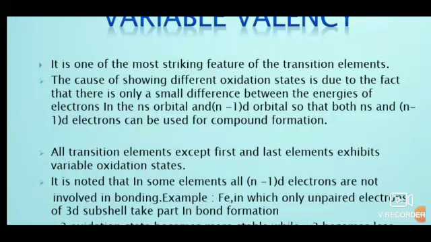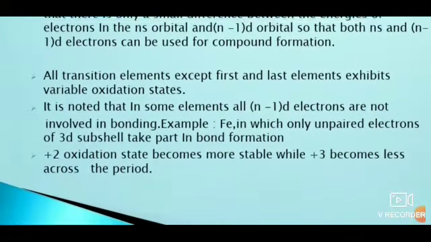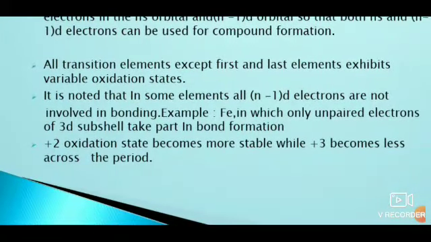So all transition elements except first and last, most probably they do exhibit variable oxidation states. It is noted that in some elements all n-1 d electrons are not involved in bonding. For example, for iron, only unpaired electrons of 3d subshell take part in bond formation. Okay, so all the ns and d orbitals are not taking part.